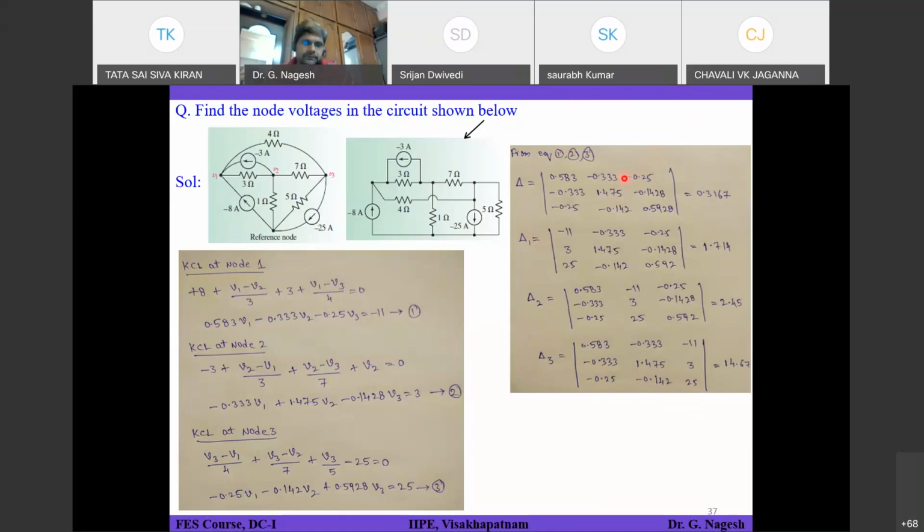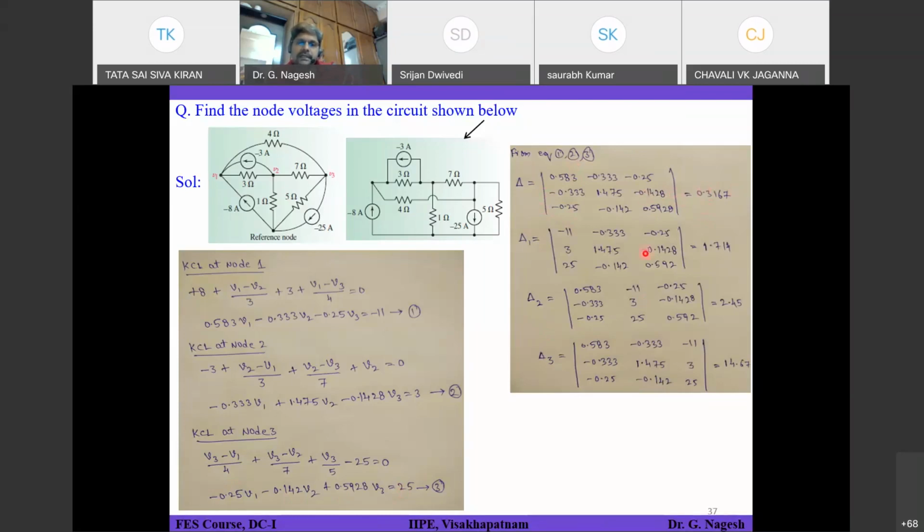Okay, so for these 3 equations, you have 3 variables: v1, v2, v3. You have 3 constants, so these 3 constants will be written in the first row. For equation 2, the 3 constants, that is minus 0.333, 1.475 and minus 0.142328, will be in the second row, and the third row will come from this equation. So all the constants you will write. That will be your 3 by 3 matrix. So you have to find out the determinant of this one.